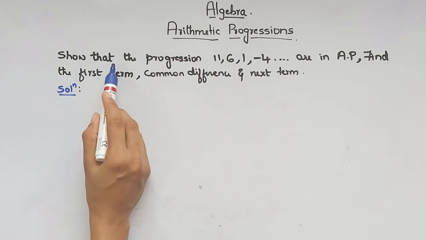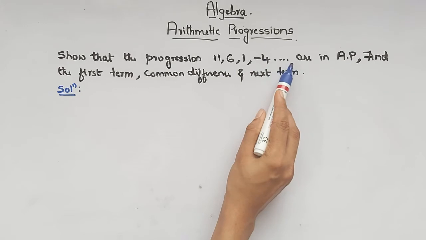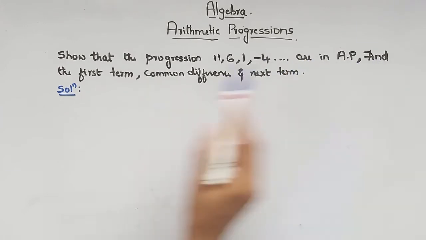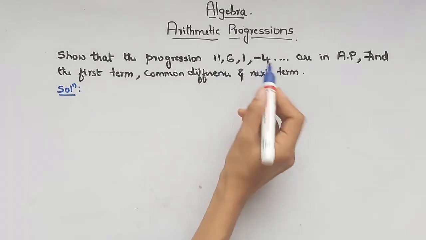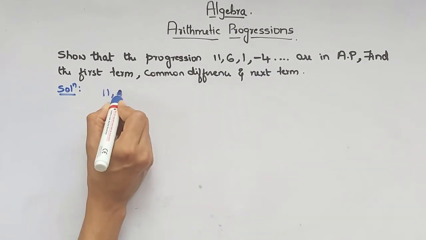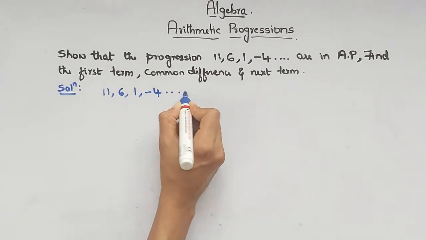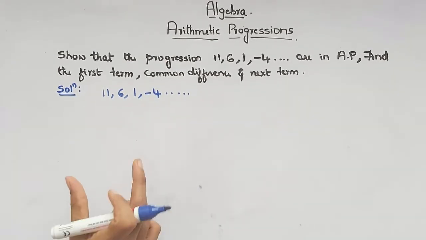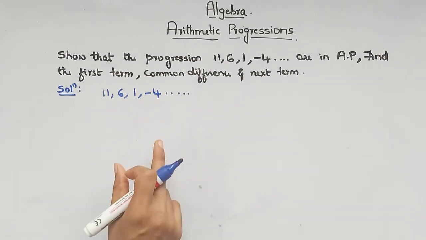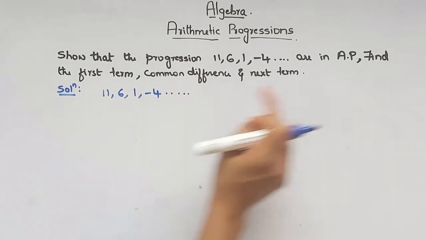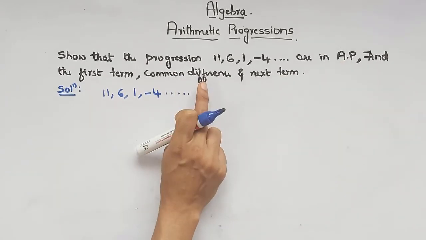We have to show that the progression 11, 6, 1, minus 4 and so on is in AP. Find the first term, common difference and next term. So first let's write this list of numbers. We have 11, 6, 1, minus 4 and so on, right? So we know for a list of numbers to be in AP, their common difference should be equal, right?